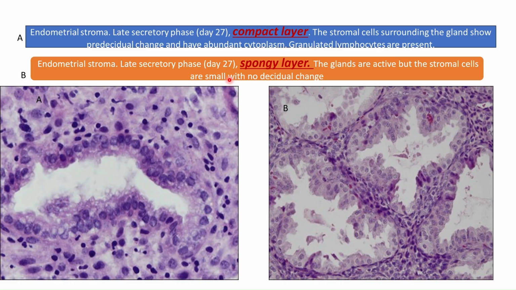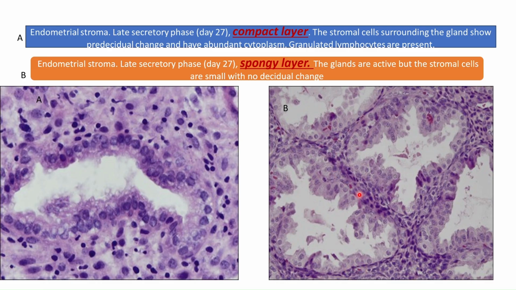So as we have discussed, in the compact layer, the stromal cells are well responsive and show pre-decidual change with abundant cytoplasm. This is a stromal cell showing abundant cytoplasm, and these dark nuclei are granulated lymphocytes. And here this gland is less responsive to hormone and shows less secretory change as compared to the zone of the spongy layer.